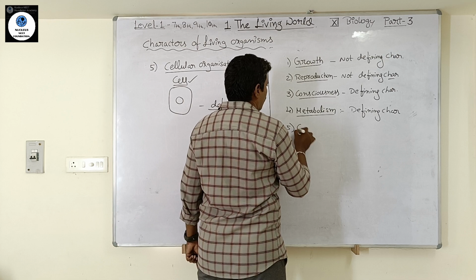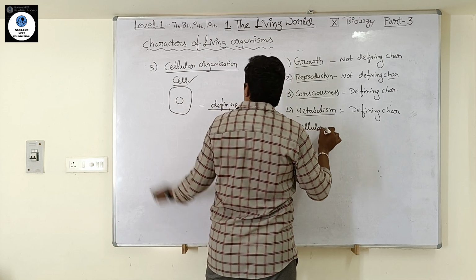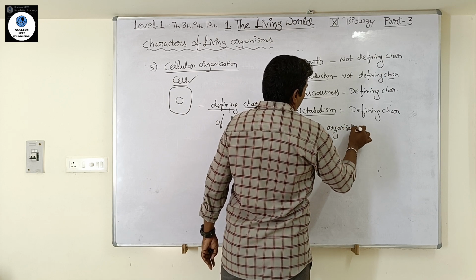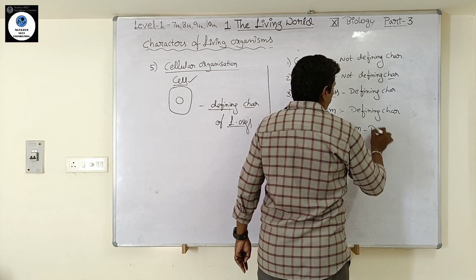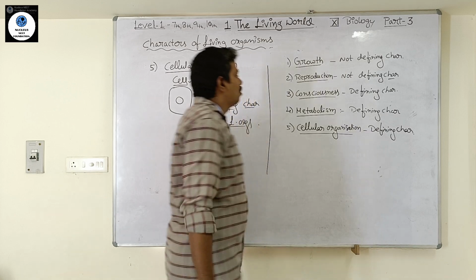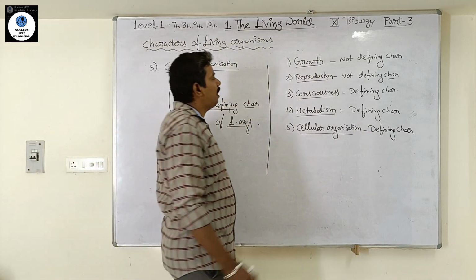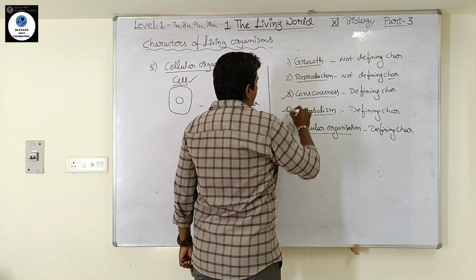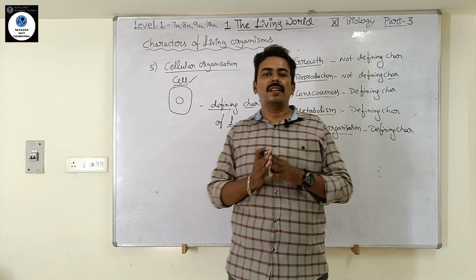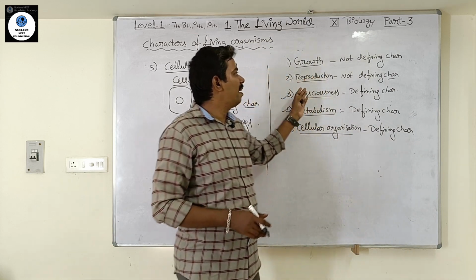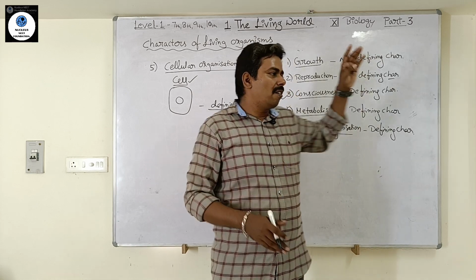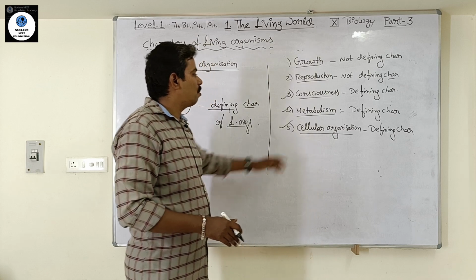Next, finally, cellular organization. Living things are made up of cells. This is also a defining character of living things. So out of 5, we have only 3 characters which are 100% defining characters of living organisms. The rest of the 2 are not valid as characters of living things. Understood, students? Take down this, very important. Note down this in your notebook.